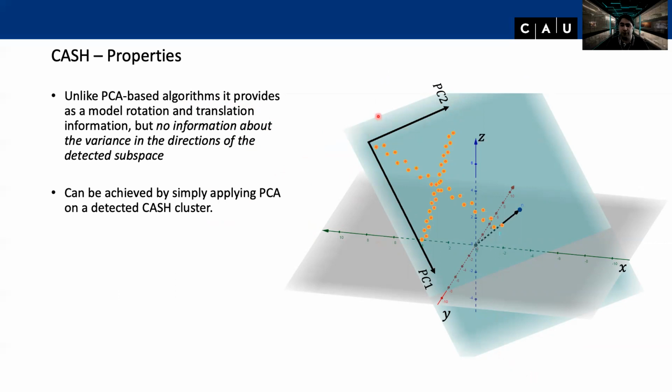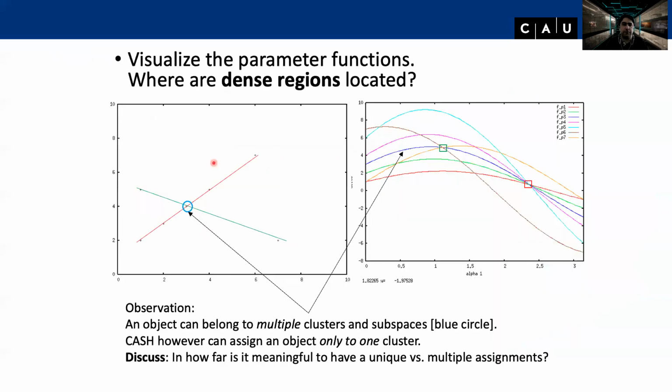However, this can be achieved if you take the detected cluster and apply a PCA on it afterwards. That will tell you, okay, on that detected data, you have that amount of variance in this direction, this principal component, and that amount of variance in this direction through the eigenvalues. So this is information which the Hough transform in CASH does not provide.